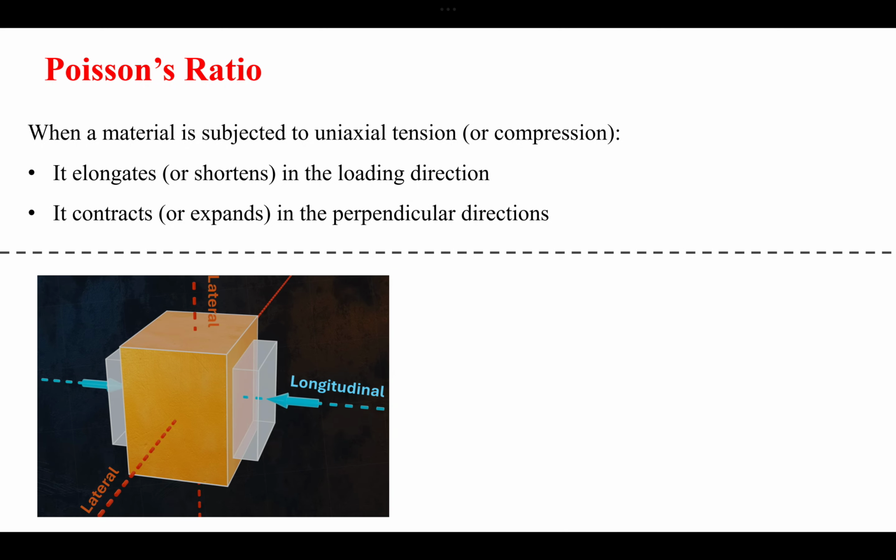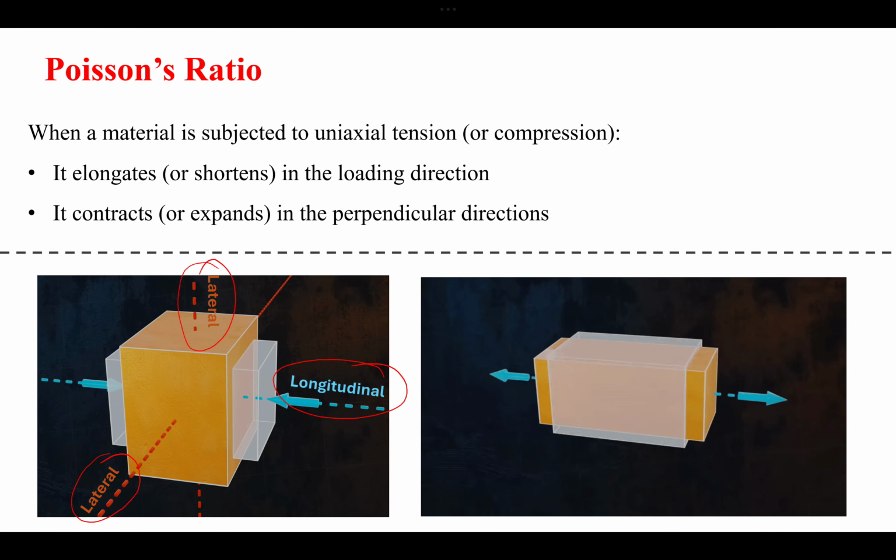And these axes are termed as follows: wherever the force is applied, that specific axis is known as the longitudinal axis, while the other two axes are termed as the lateral axes. This is very important, because in order to calculate the Poisson's ratio, we need to know which are the longitudinal and which are the lateral axes. Now this is in case of compression, where the length of the longitudinal axis is reduced while the lateral axis length increases. But in case of tension, the story is totally opposite. So the length in the longitudinal axis increases while the length of the lateral axis decreases.